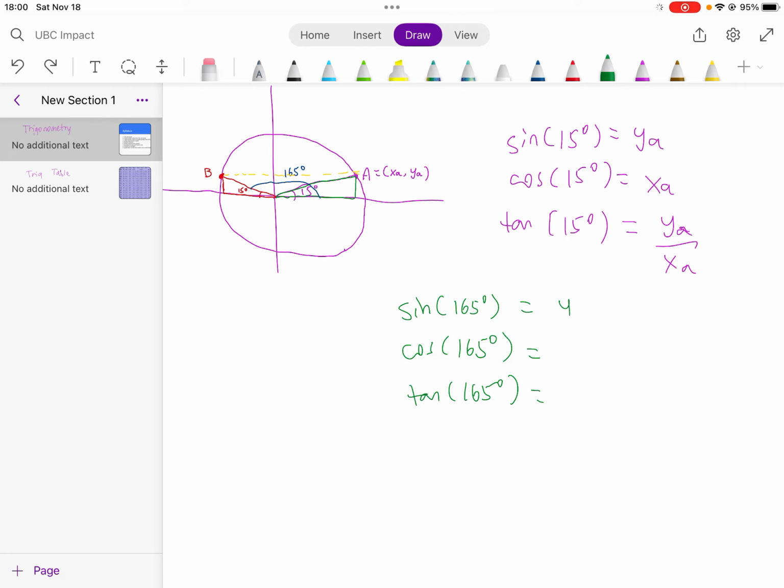And so it turns out that this is just equal to YA. It's equal to YB, which is equal to YA. So in terms of just XA and YA, it's just equal to YA.